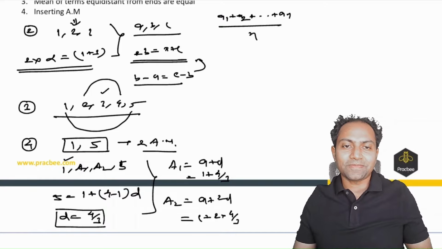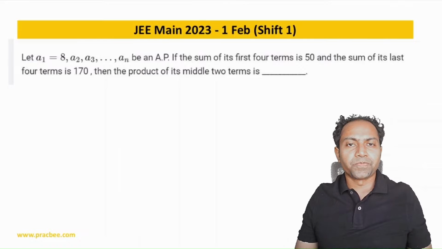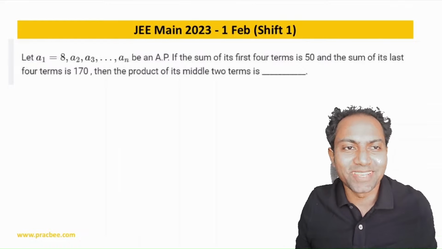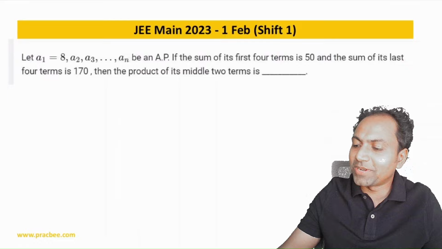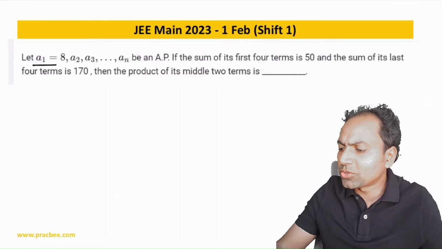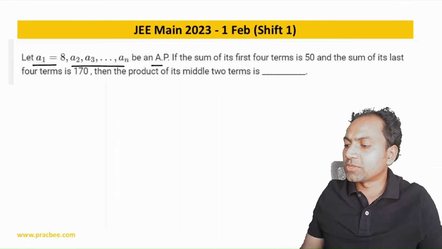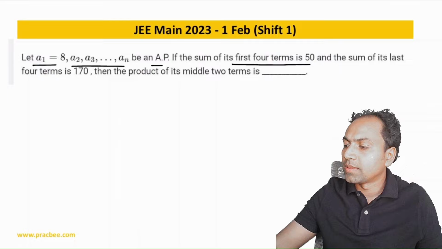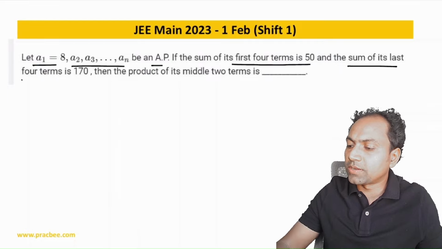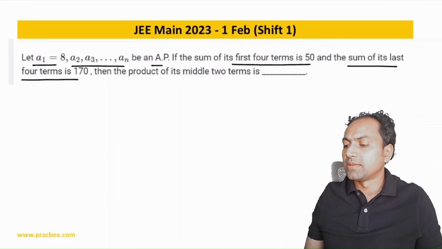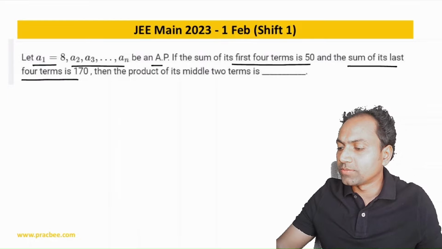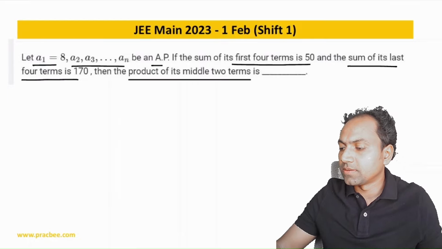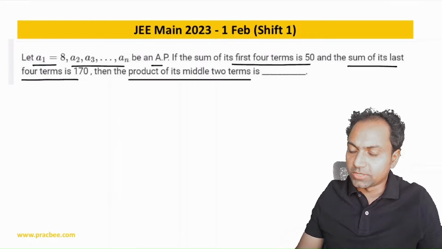Okay. Now this question was asked in JEE 2023. It says that A1 is equal to 8, the first term they have given. They've also told us that A2, A3, until AN are in arithmetic progression. The sum of the first 4 terms is 50. The sum of the last 4 terms is 170. The product of the middle two terms is given.